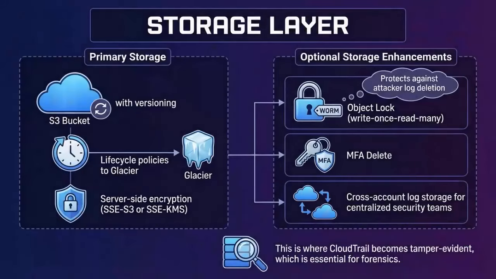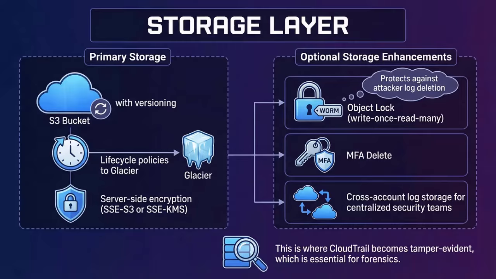All right, now let's get back to the layers. Let's talk about the storage layer. Here, the primary storage consists of an S3 bucket with versioning, lifecycle policies to Glacier, and of course server-side encryption like SSE-S3 or SSE-KMS. I think you guys are familiar with these terms because, at the end, this is a cloud SOC course, not a cloud basics course.